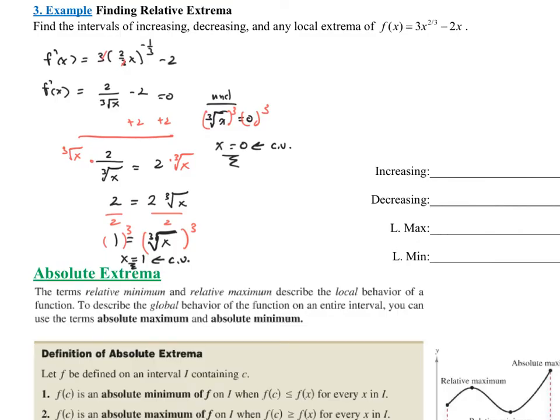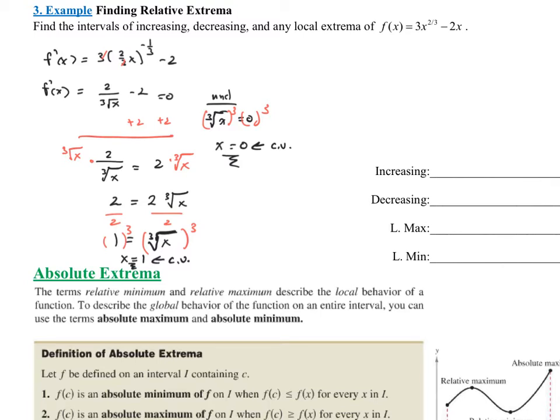Solving the first equation, the first thing I do is add 2 to both sides. Then I'd have 2 over the cube root of x equals 2. I need to get rid of the cube root of x, so I multiply both sides by the cube root of x. That would leave me with 2 equals 2 times the cube root of x. I divide both sides by 2, which gives me 1 equals the cube root of x. I need to get rid of the cube root, so I cube both sides, and I end up with x equals 1, which is in the domain of the original function, so it is a critical value.